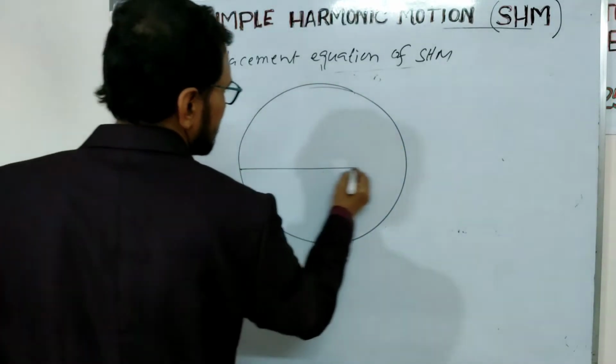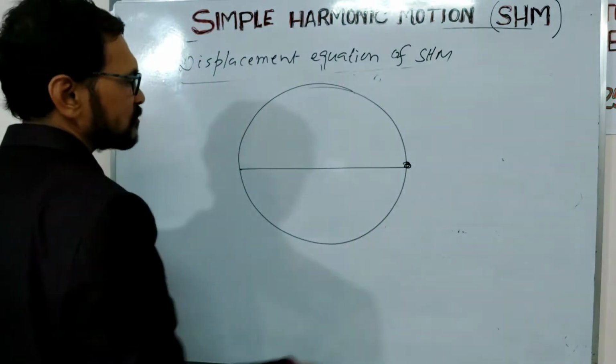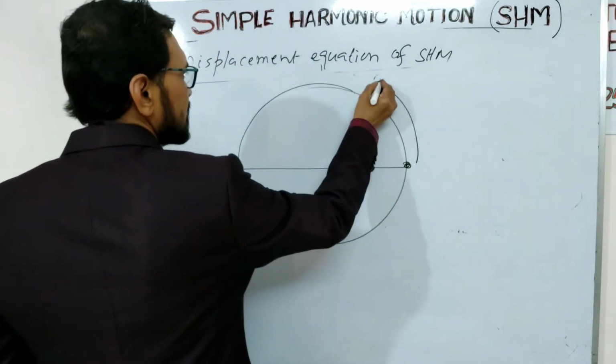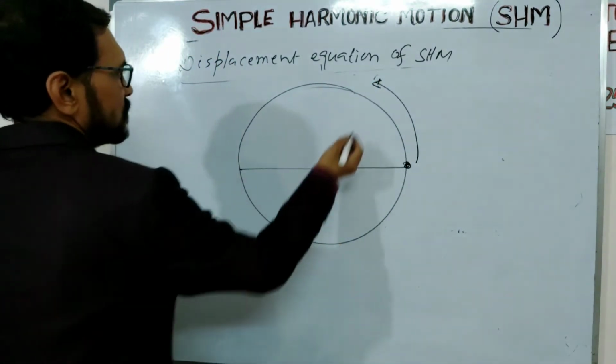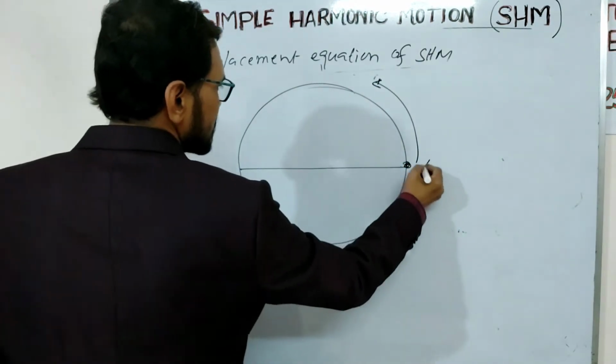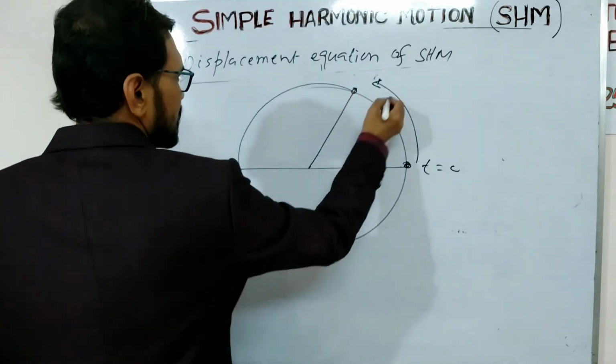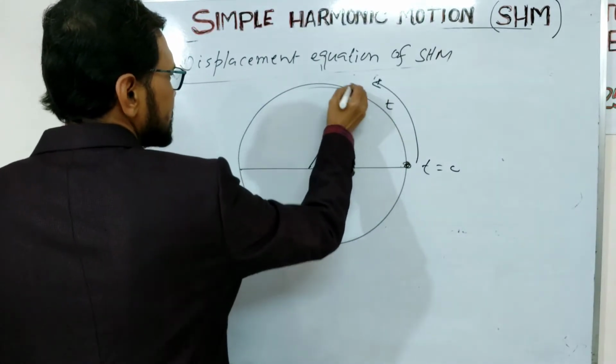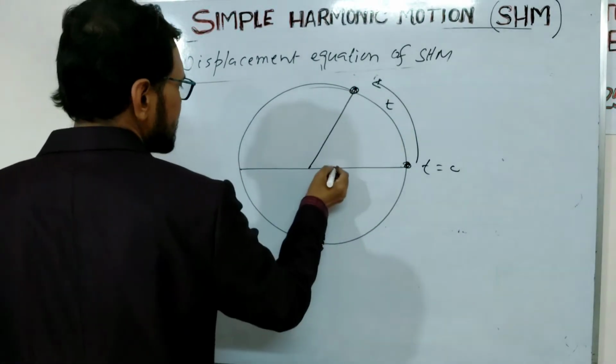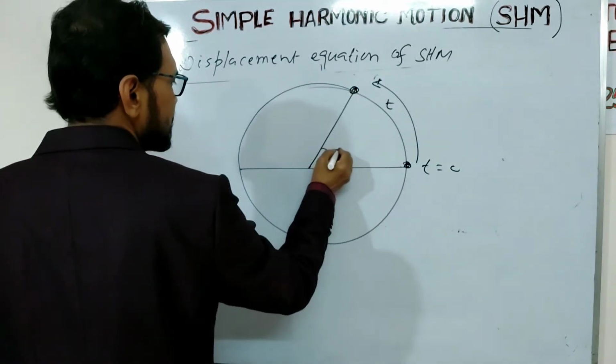The particle rotates in a circular path from this position, this angle, from this side. Now the particle starts from this. Suppose the particle is here, at t seconds. In t seconds the particle is here and makes an angle theta.